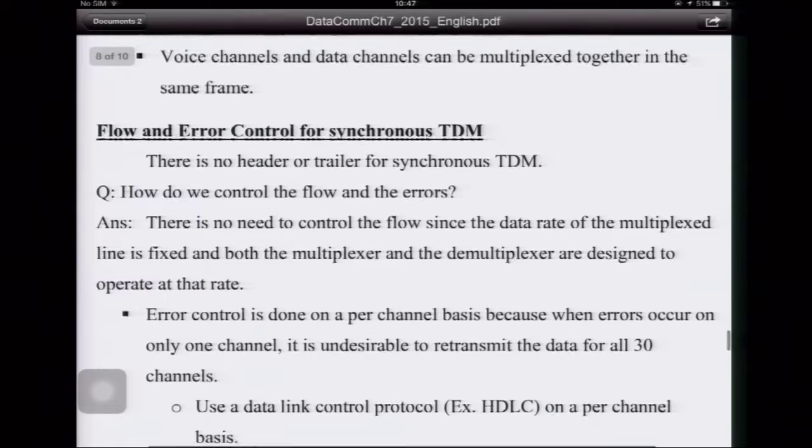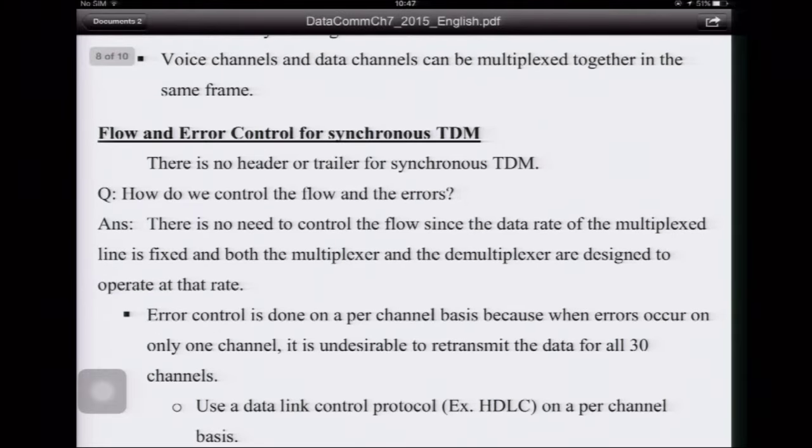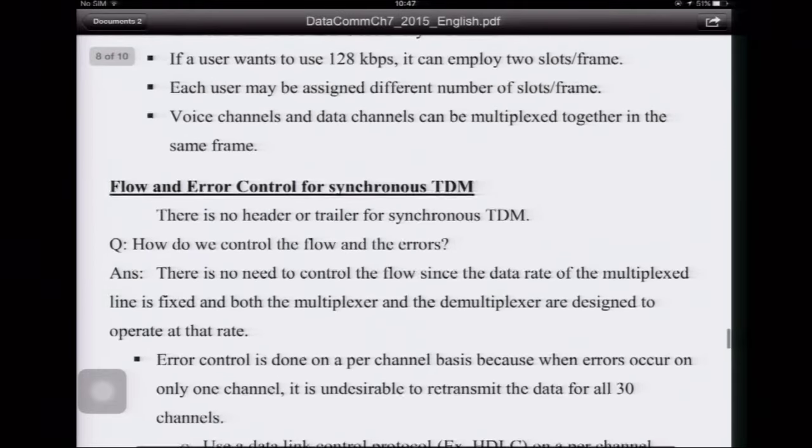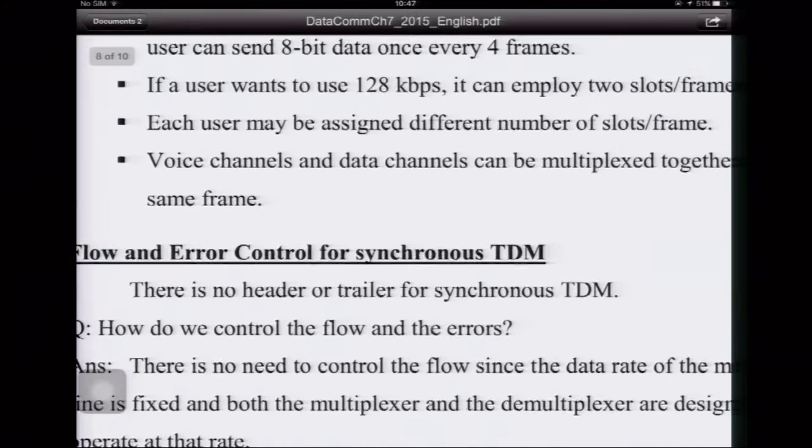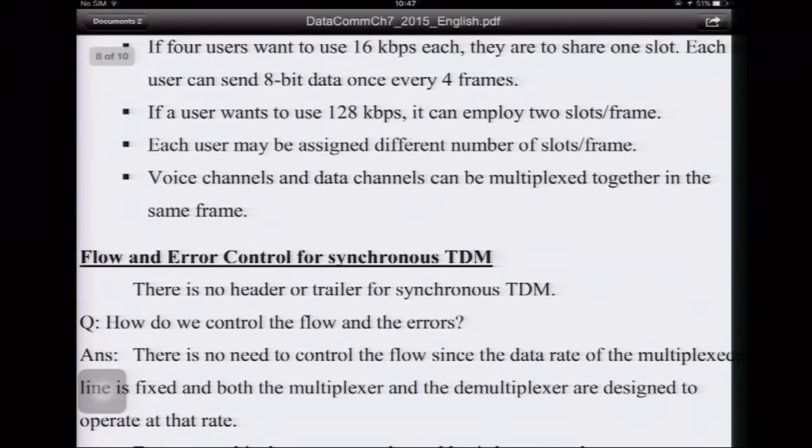Now let's talk about flow and error control for synchronous TDM. Oh, okay, before that, each user can maybe decide different numbers of slots per frame, okay? This is as I just showed you, some use two slots, some use only half. One frame sends, and then the next frame is not sending, then send the next frame, something like that. So just use half of the frame.